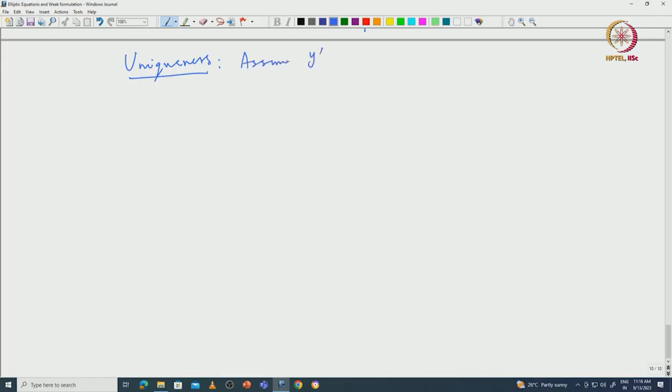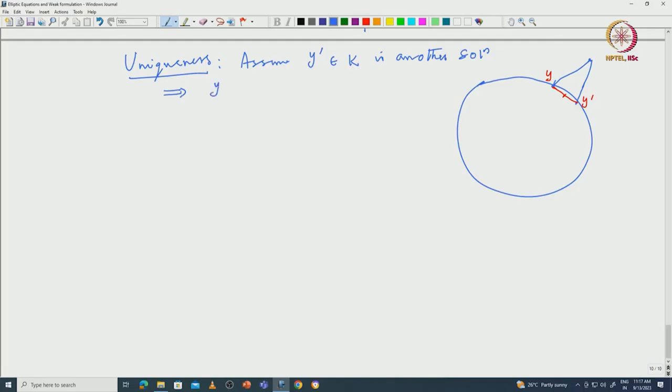So, assume y prime is another solution, belongs to k. It's better to draw a picture. Okay. So if you have two solutions, least solutions, closest, you have to see that it will not happen. So if this is y, one solution, y prime another solution, now use the convexity. So convexity means this whole line is inside, any point here, that we will use more. So this implies immediately y plus y prime by 2, half of that, is in k.